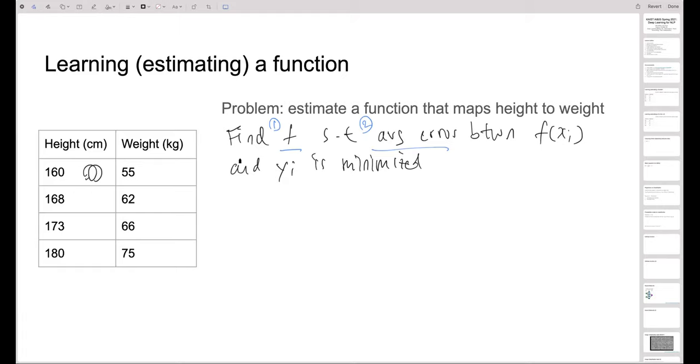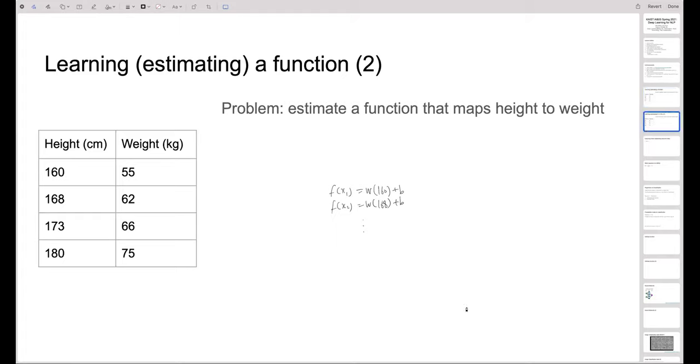And I said that we want to make some assumption about how f looks like. We're going to assume that f(x) is in the form of wx plus b, which is a linear relationship. And we can plug x of i into f(x) to get, basically, f of x1 is equal to w times 160 plus b, et cetera, right?